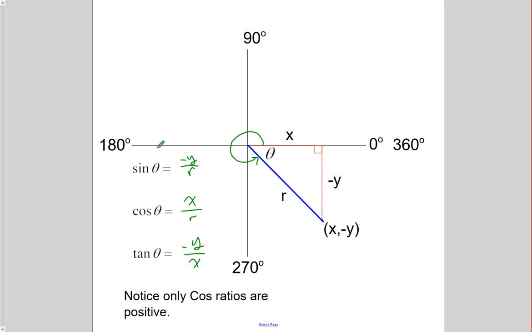So you'll find that cosine is the only one that's positive. So any angle between 270 and 360, if you plug that into your calculator, if you're doing the cosine ratio, it's going to be positive. If you're doing sine or tan, it's going to be negative. Any angle bigger than 270 and less than 360. You can keep going around and around and around, but we're going to stick between 0 and 360 because that's enough.